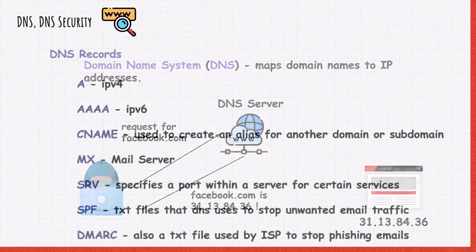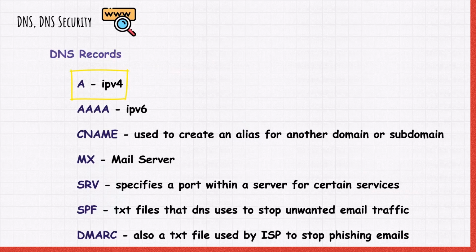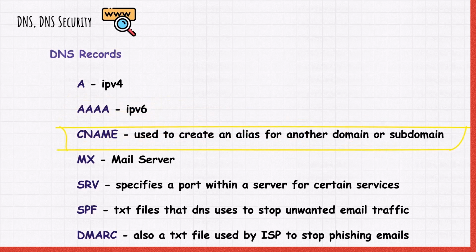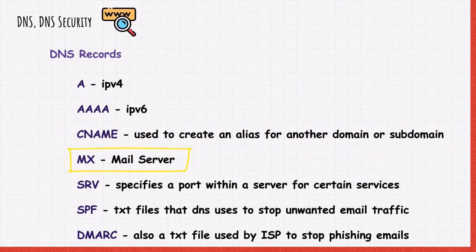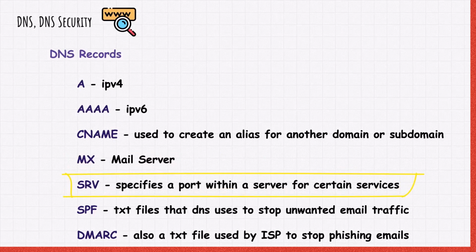We have A records, which are IPv4 addresses or IPv4 hosts. We have the AAAA or Quad A records, which are IPv6 hosts. A CNAME or a canonical name is a type of DNS record that is used to create an alias for another domain or subdomain. We have MX records, and a DNS mail exchange MX record directs email to a mail server.